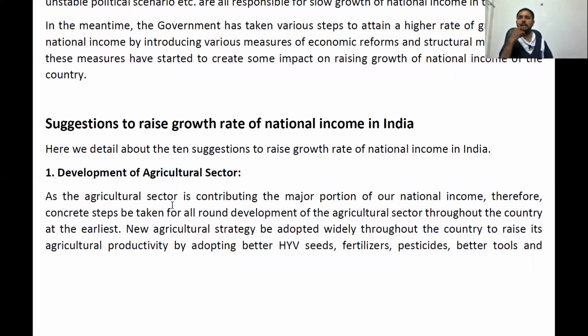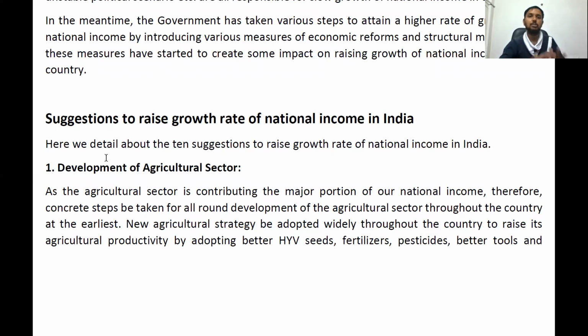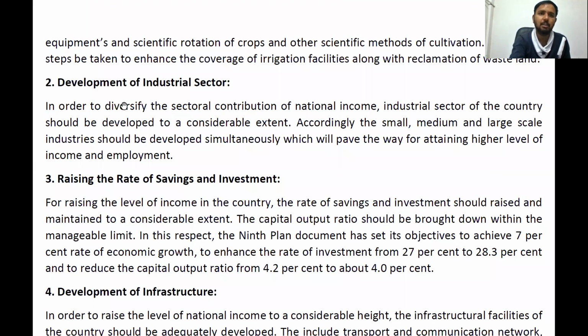We need to develop our agricultural sector. We need to do farming with more modern technology, and we need to use highly qualitative fertilizer also, so that with minimized cost, we can produce more grains from the agriculture sector. So this is how we can develop our agriculture sector, because a large number of people are associated with this sector.